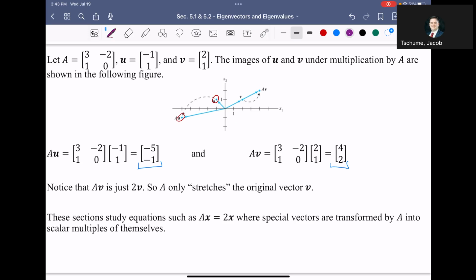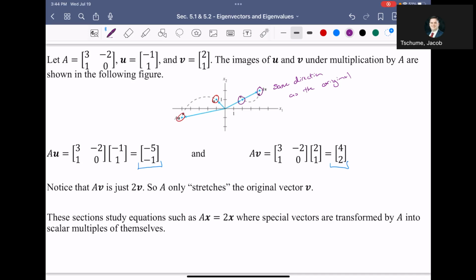What should catch your eye here is what happens when we do A times v. If you were to plot vector v, you're right here at the point 2, 1 in quadrant 1. And when you multiply it by this specific matrix A, you actually get a vector that is going in the same direction as the original. You may be thinking, okay, so what are you trying to harp on here? Well, I'm harping on that multiplying a matrix by a vector can sometimes be equivalent to multiplying it by a scalar as well. And that's the idea we're going to get into.